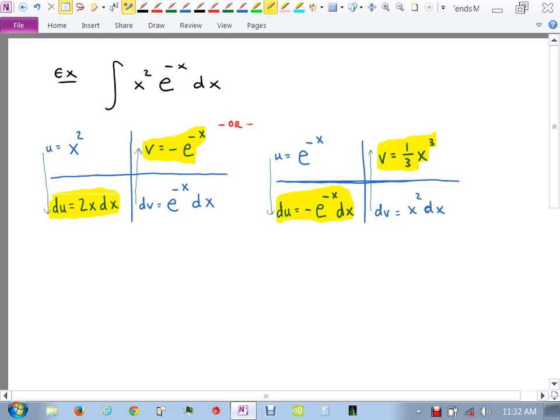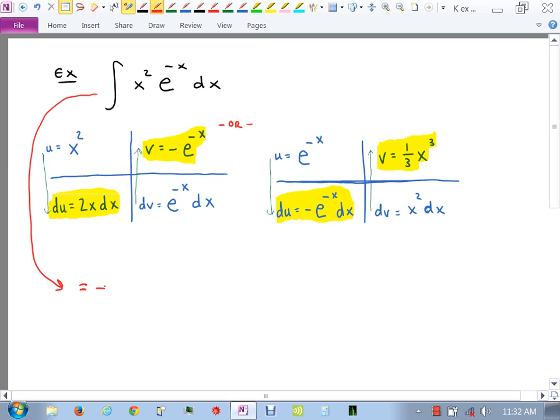So what do you think? Does anyone see what's going to happen here? Let me go with the left one, okay? Let me go with the left one because hopefully my instinct is guiding us to say that one looks nicer. Tell me what this new integral would look like. And I'm not going to write uv minus v du anymore. What would uv be? Negative x squared.